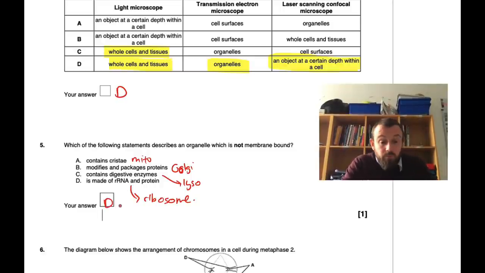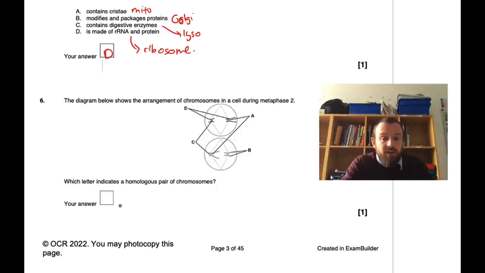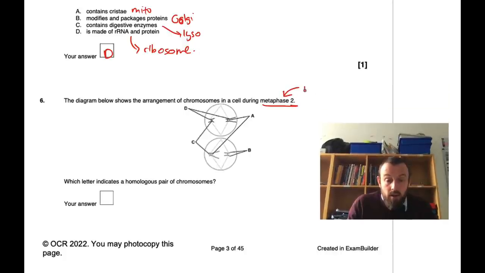Six, the diagram below shows the arrangement of chromosomes in a cell during metaphase two. Okay, so spot the two there. Metaphase two, that is in meiosis, the second division of meiosis. So which letter indicates a homologous pair of chromosomes? The homologous pair is like a chromosome from your mother and your father. You have like two chromosome threes.